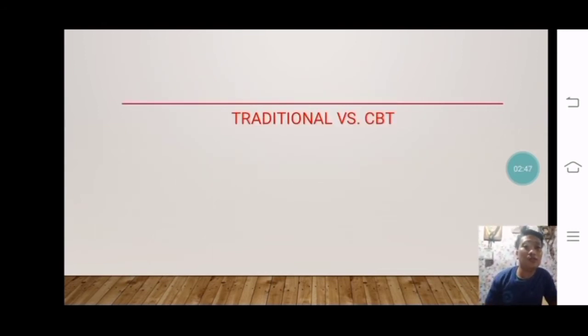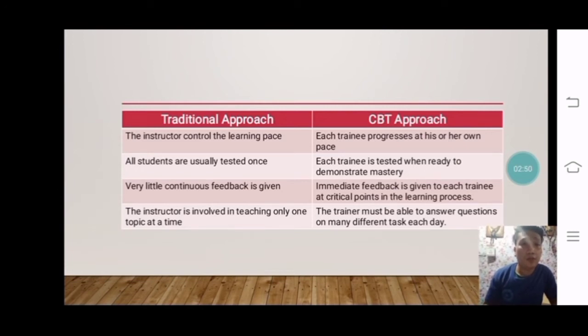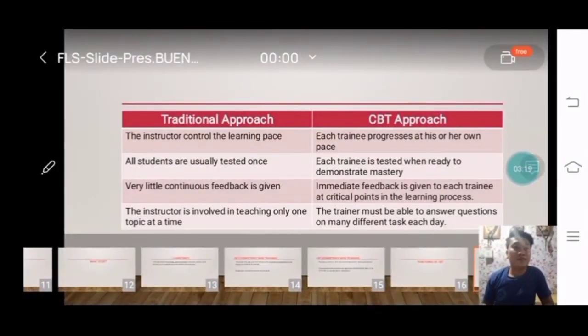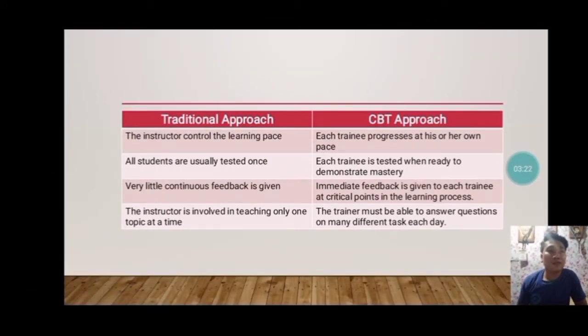Traditional versus CBT. Traditional approach: the instructor controls the learning pace. CBT approach: each trainee progresses at his or her own pace. Traditional: all students are usually tested once. CBT: each trainee is tested when ready to demonstrate mastery. Traditional: very little continuous feedback is given. CBT: immediate feedback is given to each trainee at critical points in the learning process.